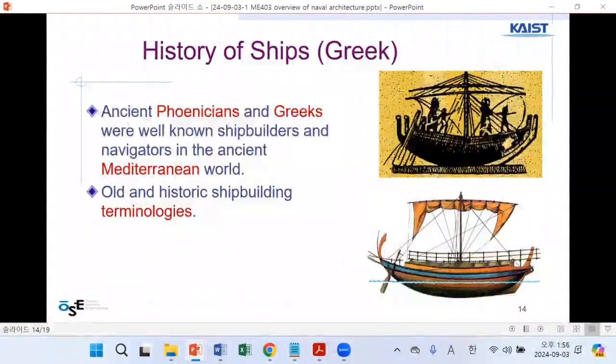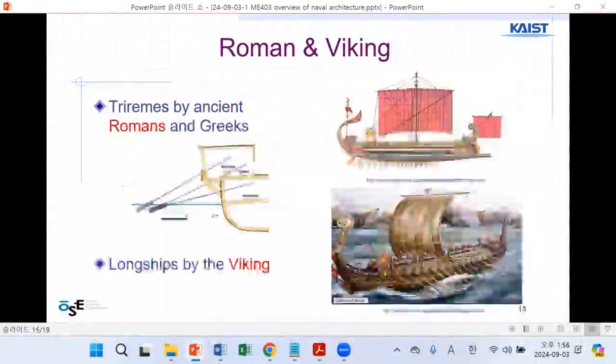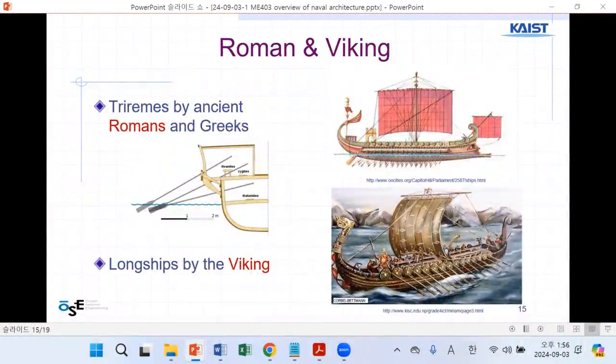Greek history, Phoenician, and Greek in the Middle East, all Middle East, well-known shipbuilders, navigators, ancient Mediterranean world, and there is terminology coming from that time, right? So we still use Roman and Viking, Tyrrhemes, Roman and Greek. Long ships by Viking.